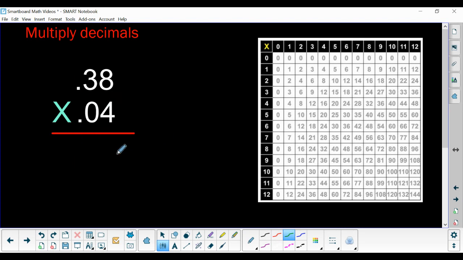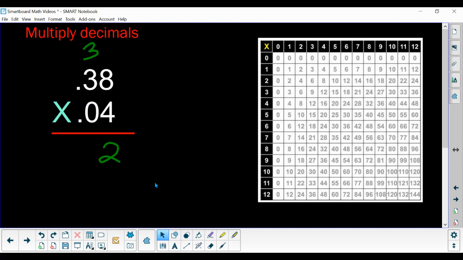So what you can do is just start multiplying like the regular numbers. We're going to worry about the decimals at the end. 4 times 8, that gives me 32. So you put 2 here, 3 here. We'll carry over the 3. Yes, it is 32, but you bring 3 over here.